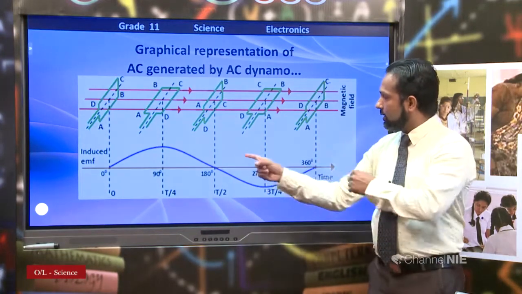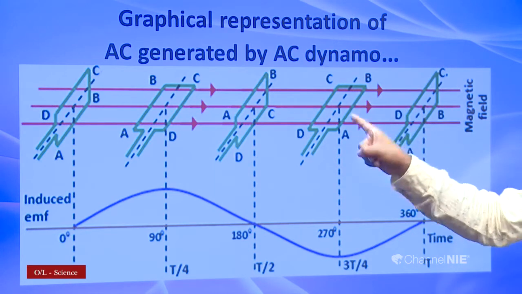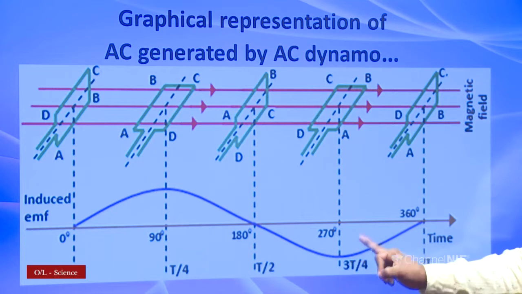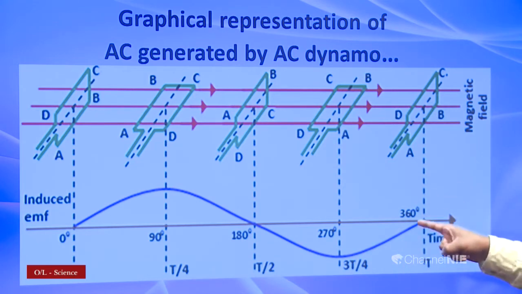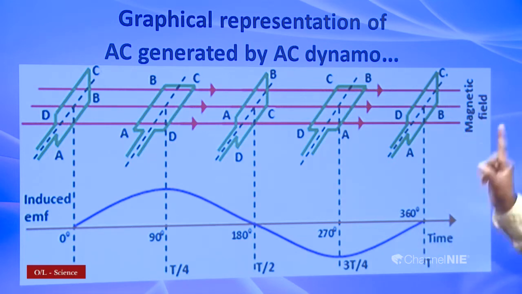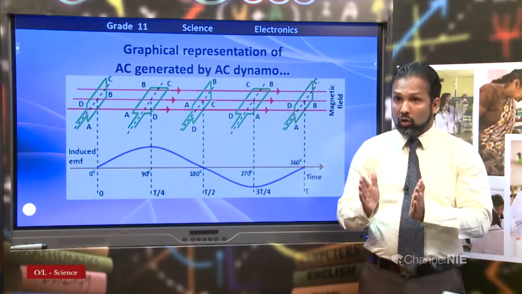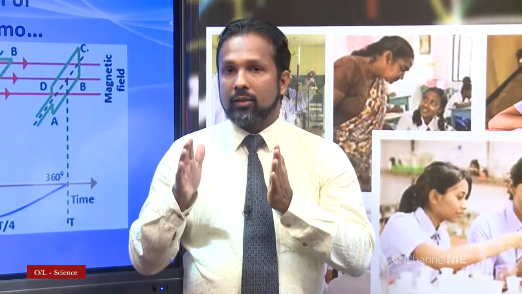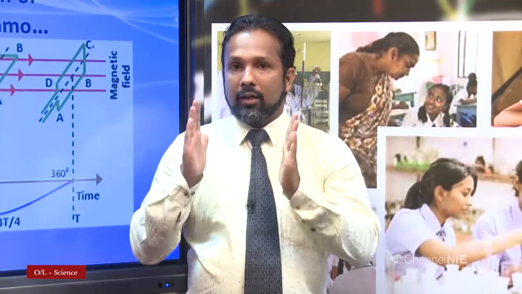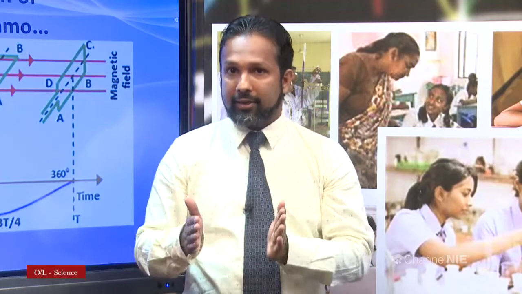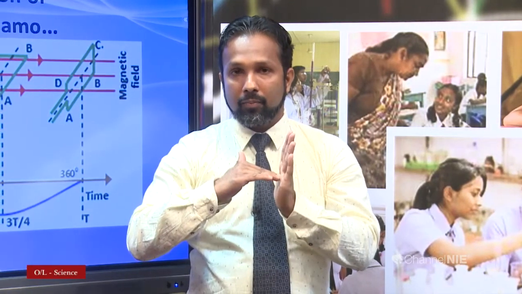When turning gradually, again, the AC current increases. When it becomes perpendicular to the magnetic flux, a maximum current can be experienced. Again, when turning, it gradually decreases. When turning 360 degrees of angle, the current again becomes 0. That means this figure correctly illustrates the variation of alternating current generated in the AC dynamo. Here, you have to understand that an induced electromotive force is generated only when magnetic flux is cut by the coil, right?